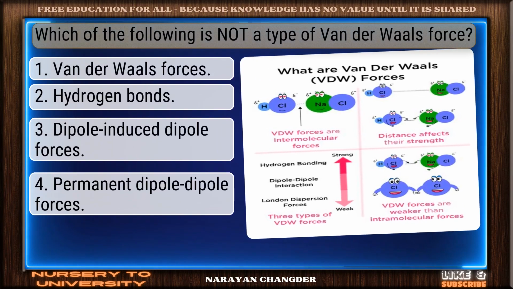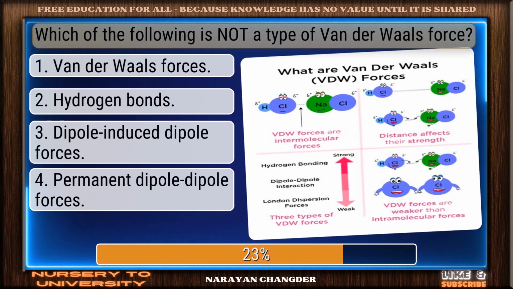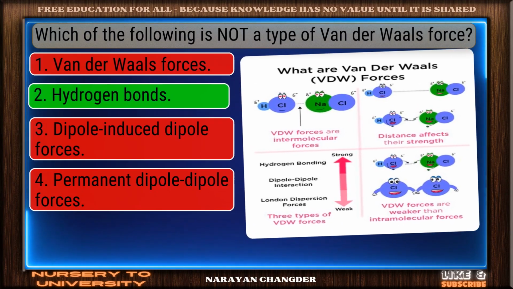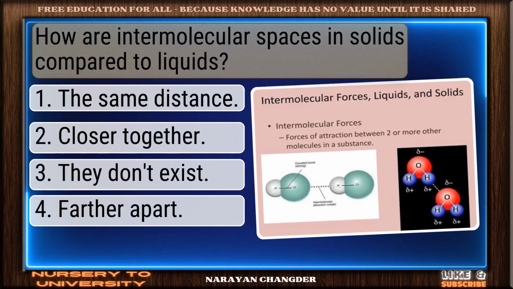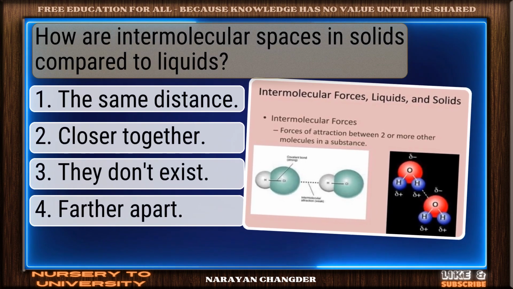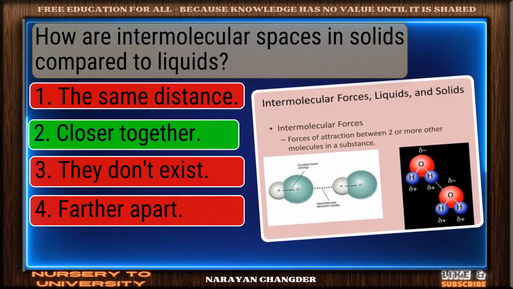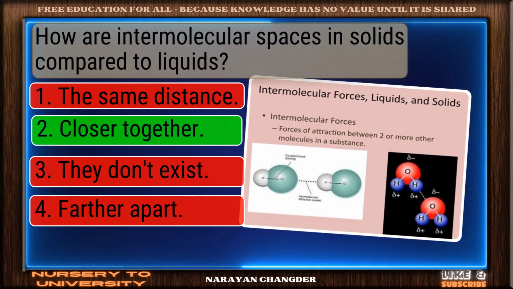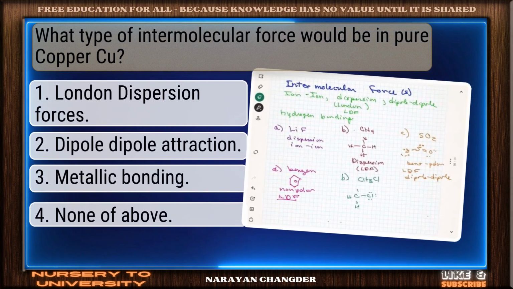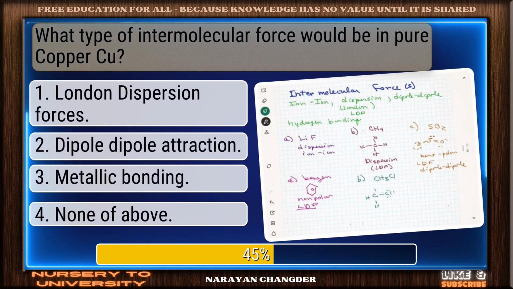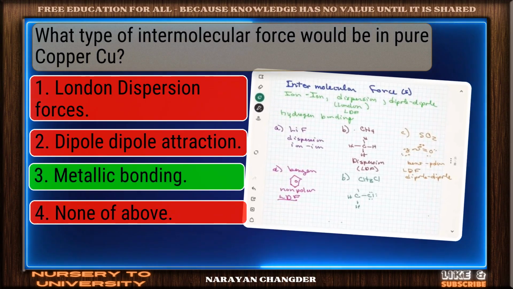Which of the following is not a type of van der Waals force? Smart pick. Hydrogen bonds is the correct choice. How are intermolecular spaces in solids compared to liquids? Perfect. Closer together is the correct choice. What type of intermolecular force would be in pure copper Cu? Excellent choice. Metallic bonding is the right answer.